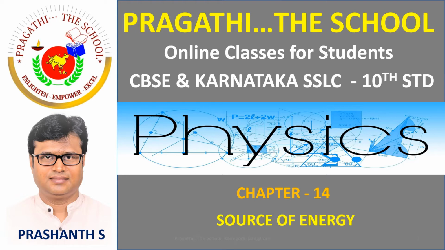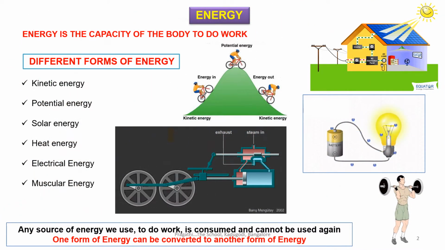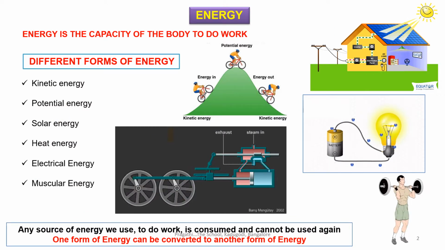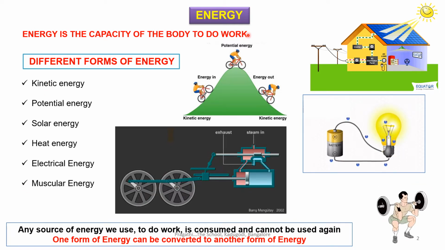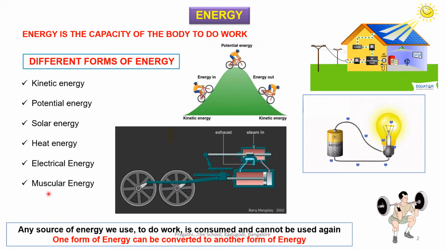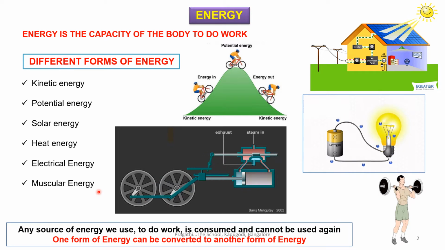Today we are going to see the chapter in physics which is source of energy. Energy is the capacity of a body to do work. What is energy? Energy is the capacity of a body to do work. We have seen different forms of energy, isn't it? Kinetic energy, potential energy, solar energy, heat energy, electrical energy, muscular energy.